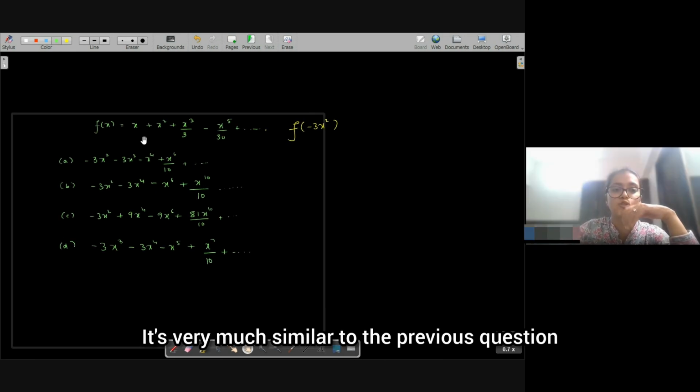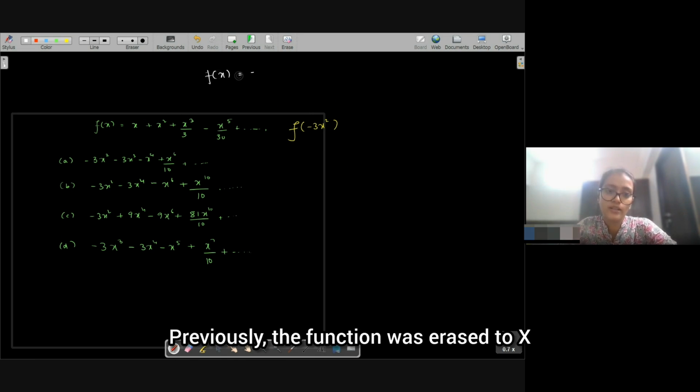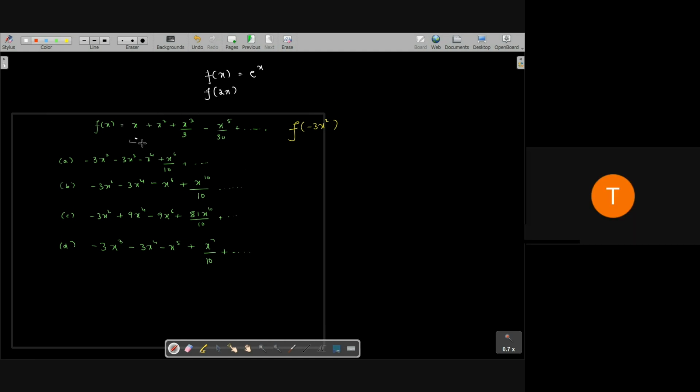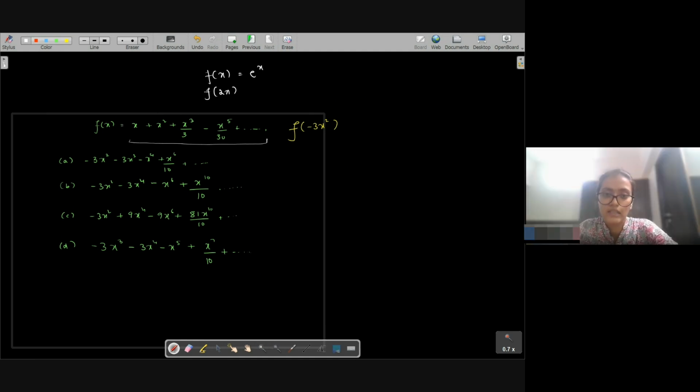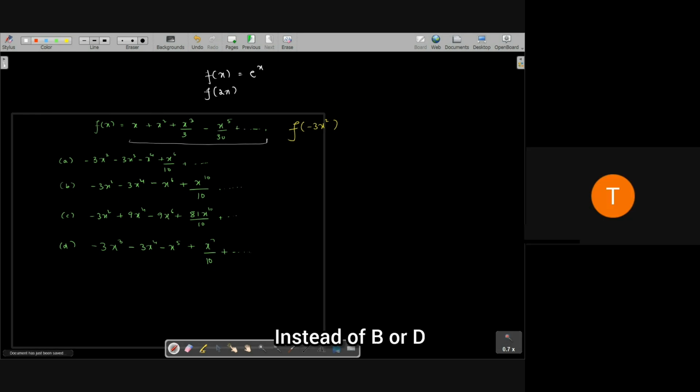It's very much similar to the previous question. Previously, the function was e raised to x, and we had to find out expansion of f of 2x. This time, the given function is this, and we have to find out expansion of f of minus 3x square.